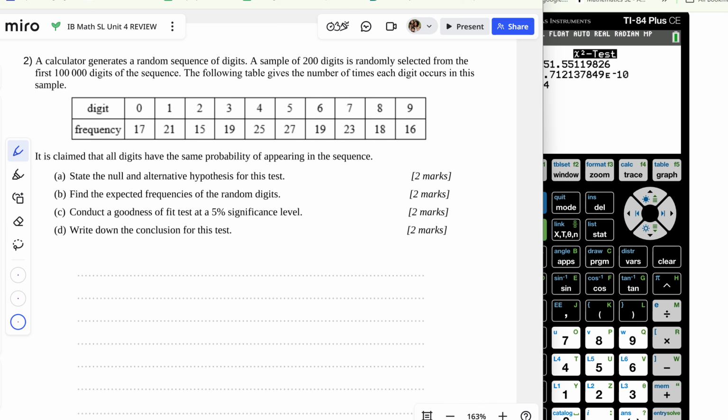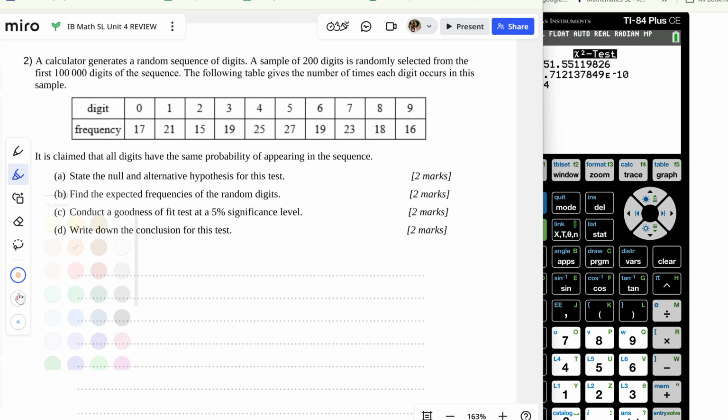So when we're looking at this table, the top part is just telling us the digits that it is going to land on. So it's just a label. And then our second part of the table is our frequency. How many times did it land or occur during that time? It is claimed that all digits have the same probability of appearing in the sequence.